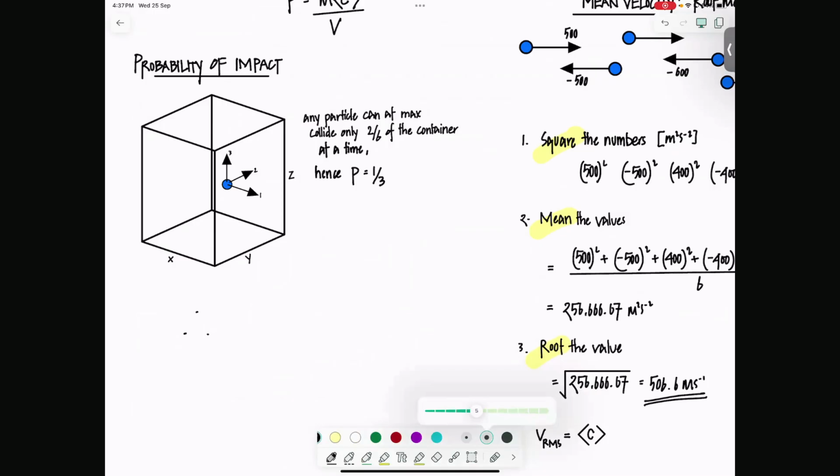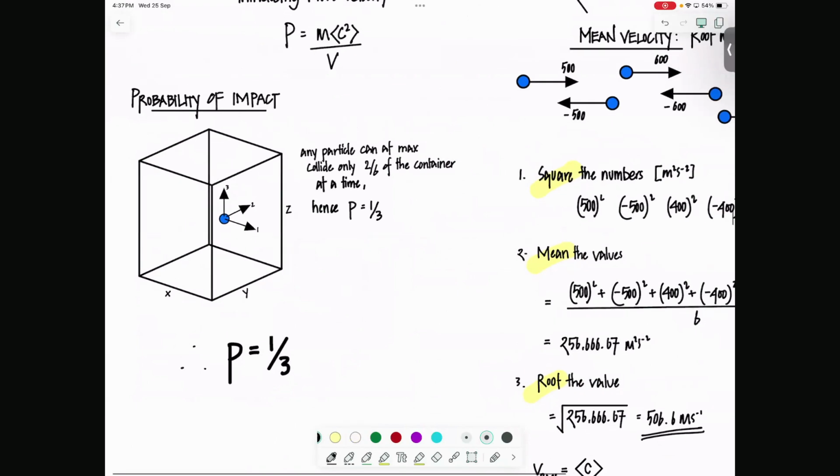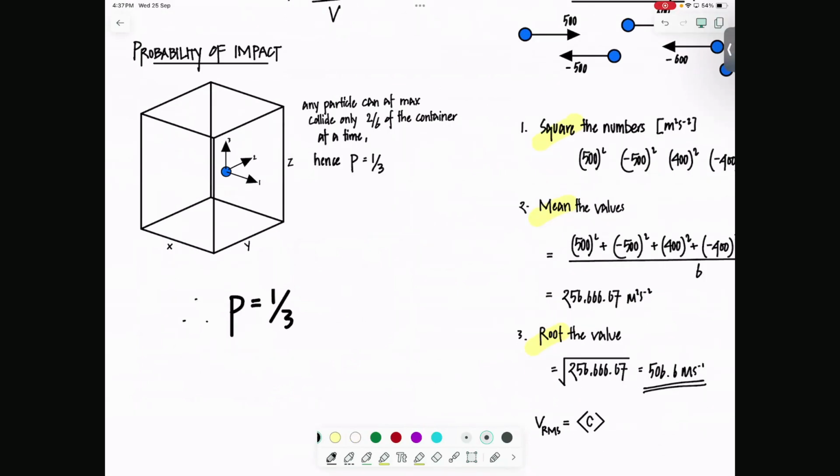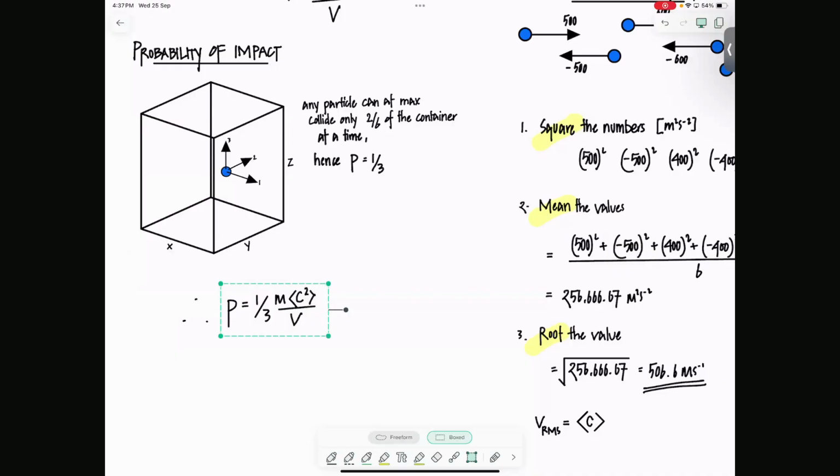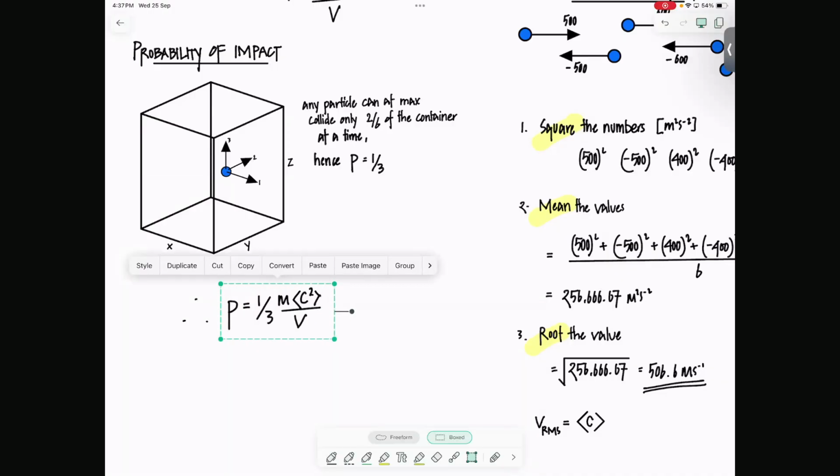So eventually, the pressure formula that we get, taking into account this and everything else that we have done so far, is the pressure P is equal to 1/3. What was the expression? mc square by v. Okay, now we'll make some modifications here. Right, so screenshot it and take a look.